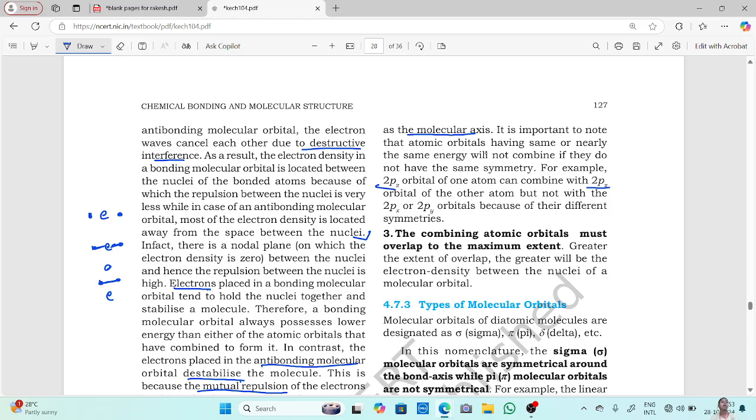So here you can combine both the 2pz orbitals of different atoms, the 2pz orbital of one atom and the 2pz orbital of another atom. You can combine them together, but you cannot combine 2pz of one atom and 2px or 2py of the other, because all three are in different symmetries. Different symmetries means all three are in different axes. For example, this is your x-axis, this is your y-axis, and from the center goes your z-axis.